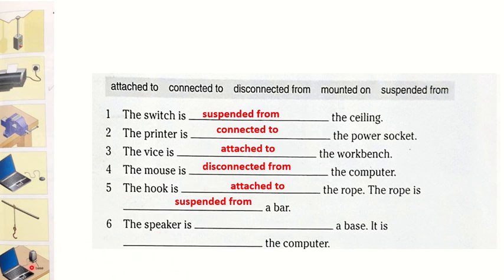Here is the base. The base is under the speaker. The speaker is mounted on the base. يعني متكئ على. The speaker is mounted on the base. It is connected to the computer. And as you see, we use the word connected here 2 times, and we use the word suspended 2 times. So we say suspended from, connected to, attached to, disconnected from, and mounted on.